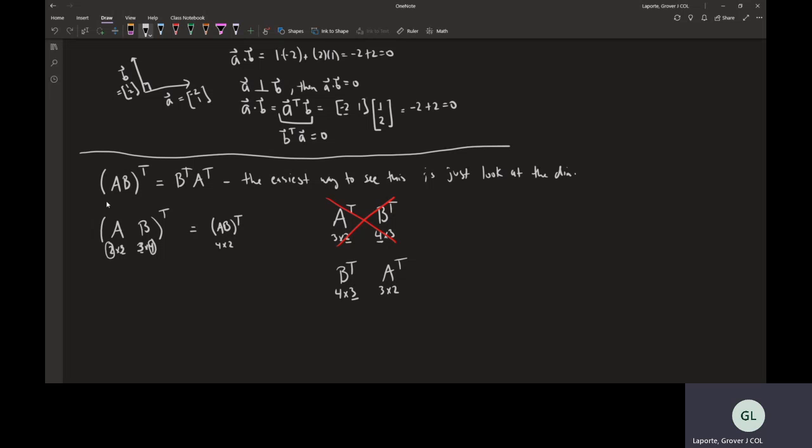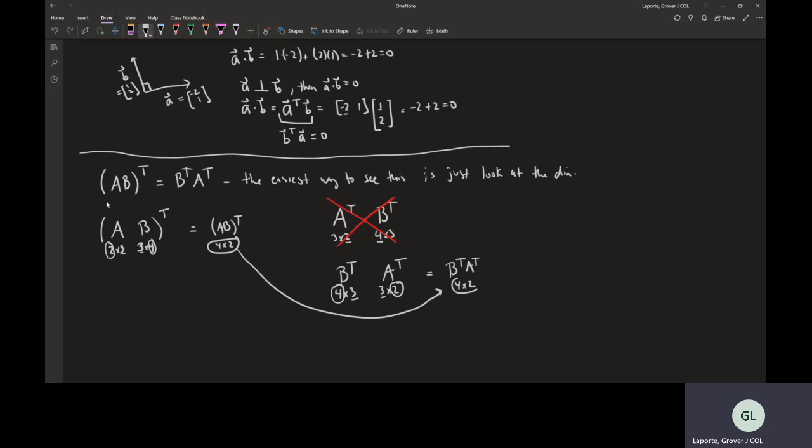Right? And so we get those two to line up. So now we know we can at least multiply them. And when we multiply these two, we get a 4 by 2. So (AB) transpose is B transpose A transpose, which is a 4 by 2 matrix, which lines up with what we thought it would be.